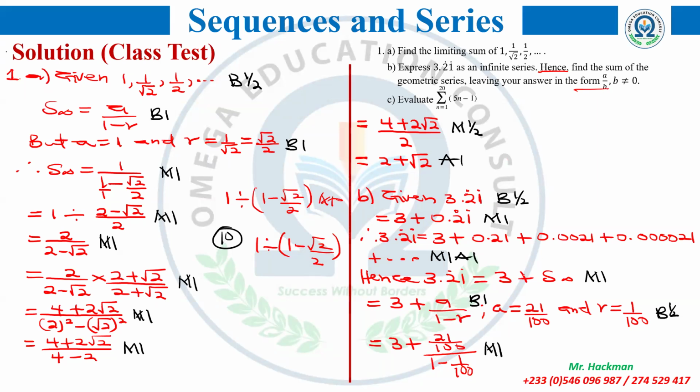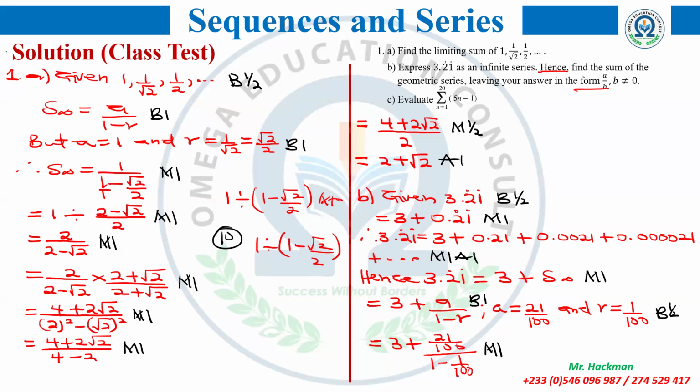Okay, so hence I know that this will be equal to 3.2121 recurring, will be equal to 3 plus, here it will be sum to infinity of this, because you can see that it is this that is forming a geometric sequence. There is a pattern that you can follow. So it will be 3 plus the sum to infinity of what you have there. So that will be equal to 3 plus, sum to infinity formula is A over 1 minus R. So that will give you B1.